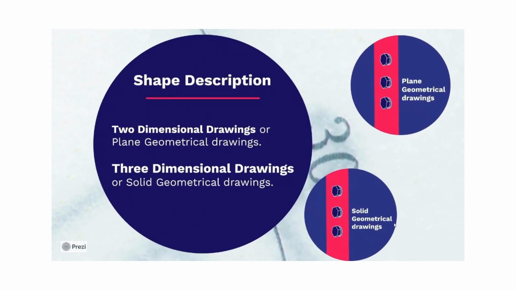Shape description is divided into two types. One is plain geometric diagrams and the second one is solid geometric diagrams. Simply, we are saying it as 2D and 3D diagrams. Most civil engineering and mechanical engineering students have knowledge of 2D and 3D diagrams. At the start of engineering, some students also go for EG classes, so they also get an idea of 2D and 3D. In our life, everything we are moving with is 2D and 3D designs only.